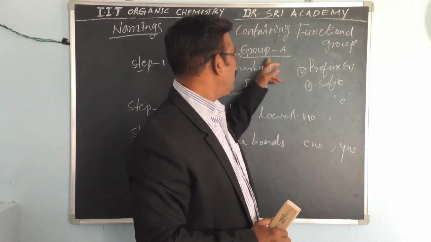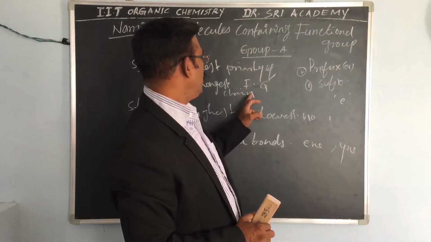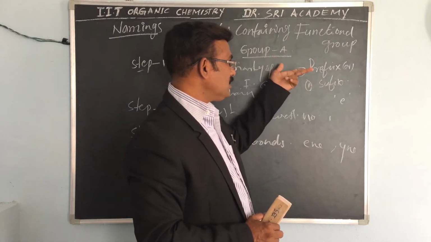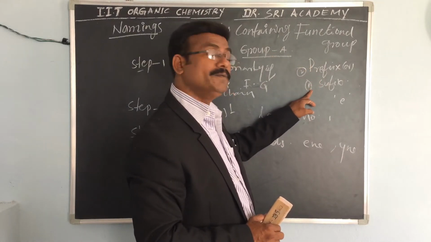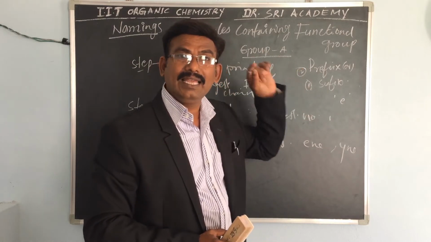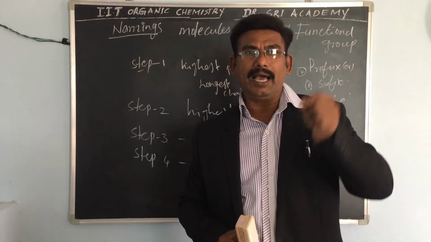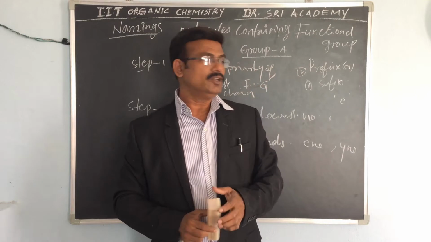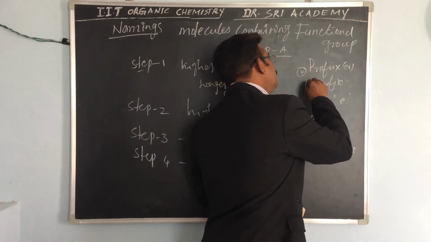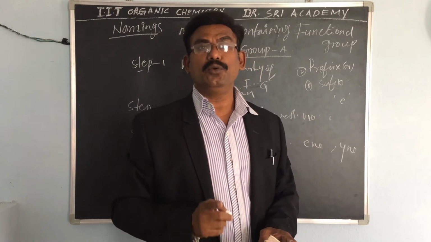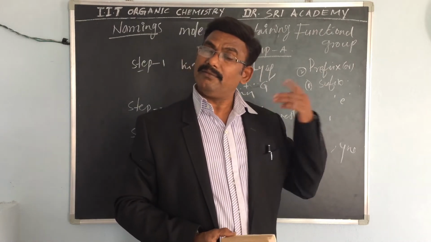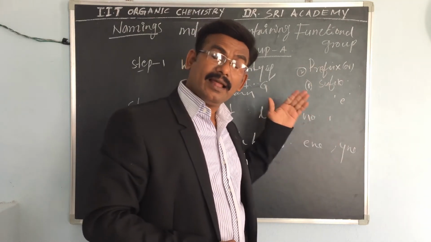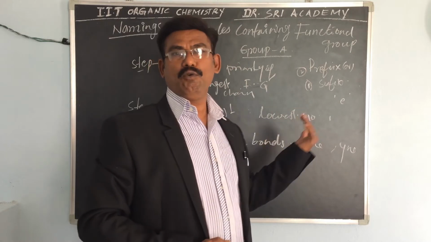Highest priority means we are giving the first priority, and the lowest number to the highest priority functional group. The suffix is the highest; the next functional group is the prefix. So we change that E with the suffix of the highest priority functional group and include its position number. That also you have to include. You can understand it with examples. I will tell you many examples, then only you can understand. Just listen to the steps. Step 4, that one.